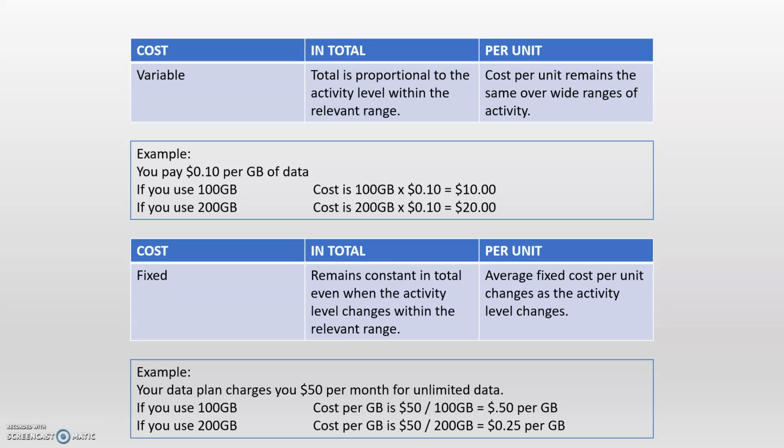However, if you use 200 gigabytes of data, the fixed cost per unit is $50 divided by 200 gigabytes, totaling 25 cents per gigabyte. The fixed cost of $50 stays the same, while the cost per unit changes as the activity level changes.